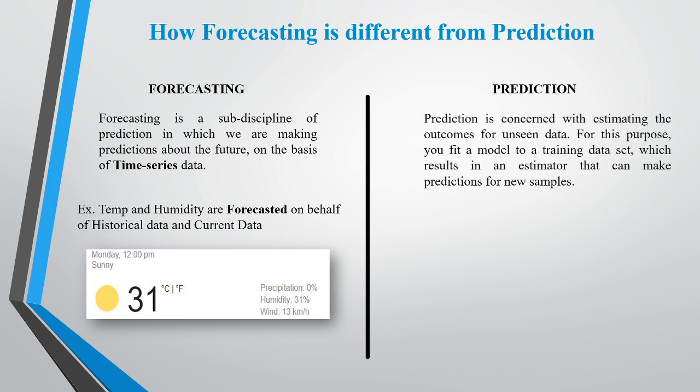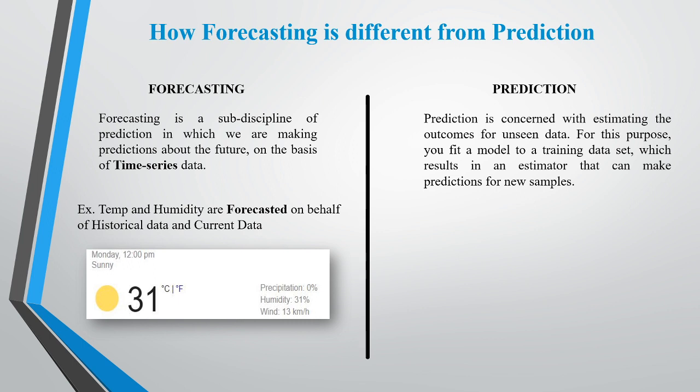Now what is prediction then? Prediction is concerned with estimating outcomes for unseen data. It will be telling you estimations for data you haven't seen. For this purpose, you fit a model to a training set, which results in an estimator that can make predictions for new samples.